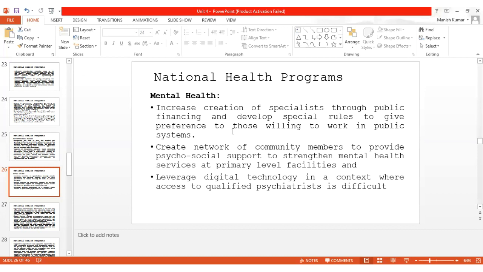Anyone aware? Sir, I think it must be mental, neurological, and substance use abuse disorder, something like that. Yes, yes. Substance use disorders are there, elderly and palliative care are there. So mental health comes under that MNS purview.